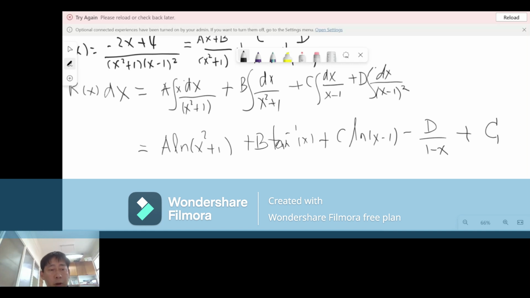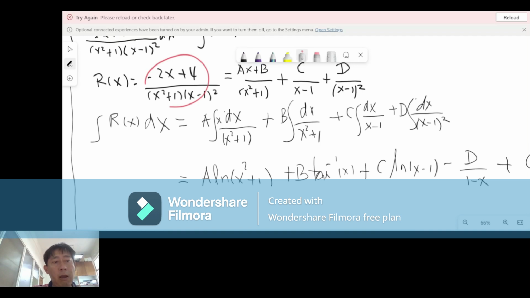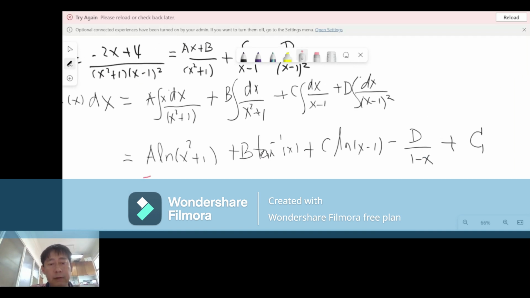So up to this point, we have successfully performed the integration of the fractional function r, and the result is in the form of a, b, c, d terms. However, the numerical values of a, b, c, d have yet to be obtained. In the following, we're going to show you how to calculate the values of a, b, c, and d.